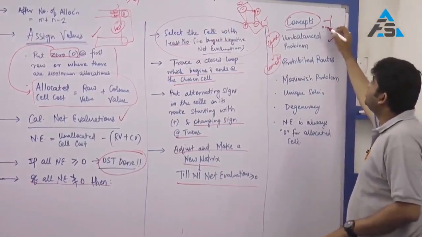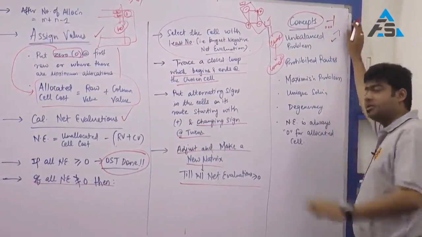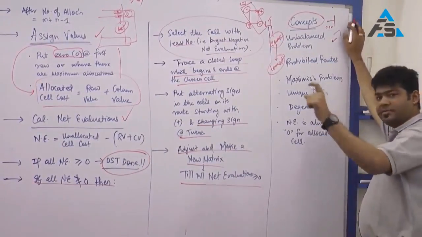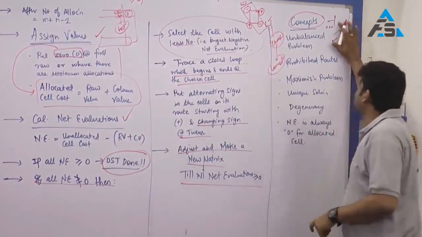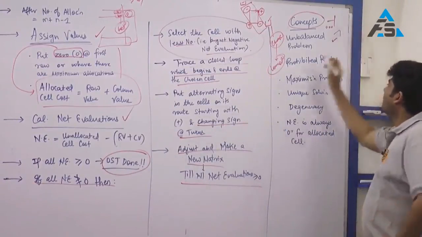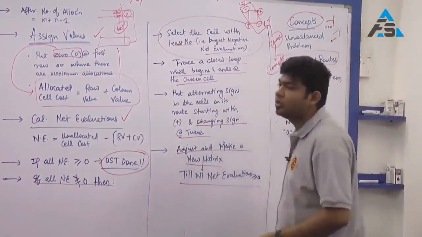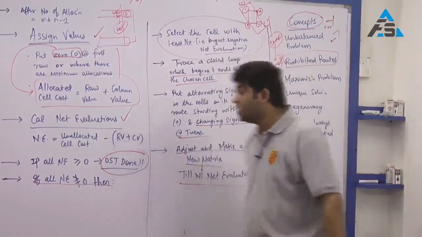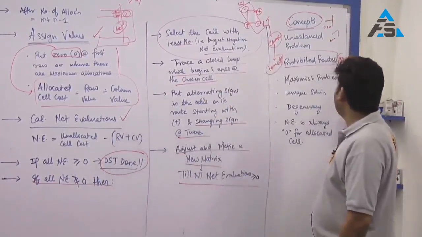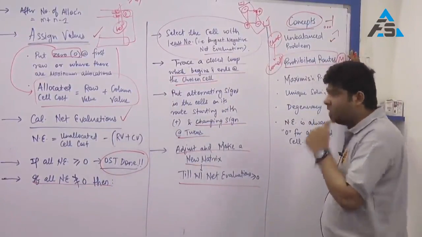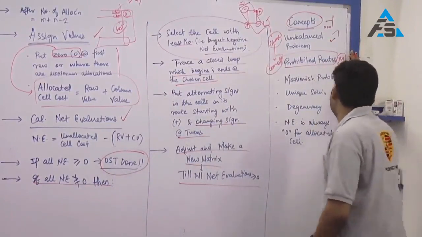The cells of the dummy row or column will always be denoted by 0, whereas the requirement or availability, whatever the difference is, we will put accordingly. Prohibited routes: prohibited means you are not allowed to allocate any resource there. So that will be denoted by M, a maximum number. This will never be allocated.